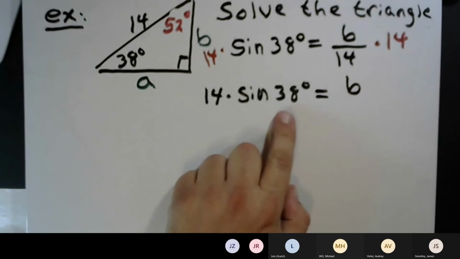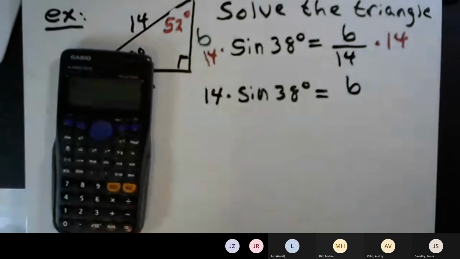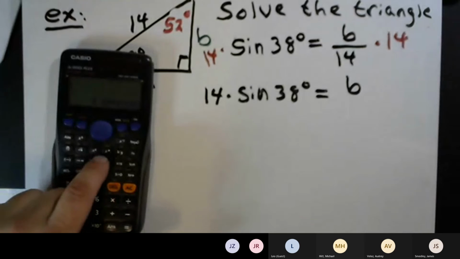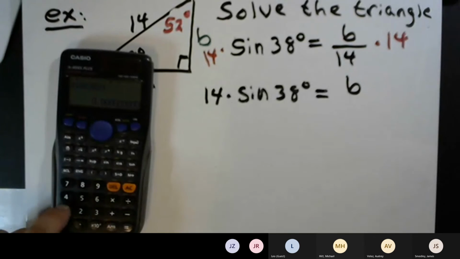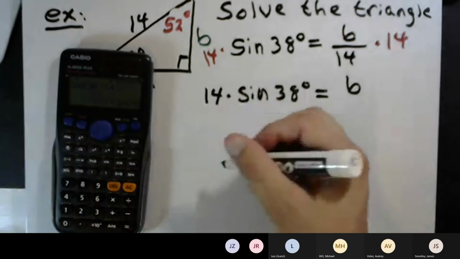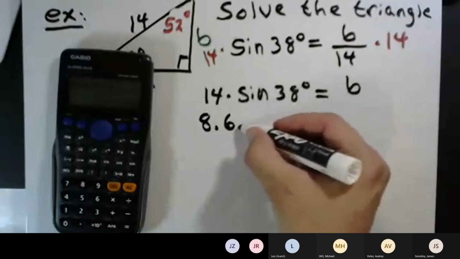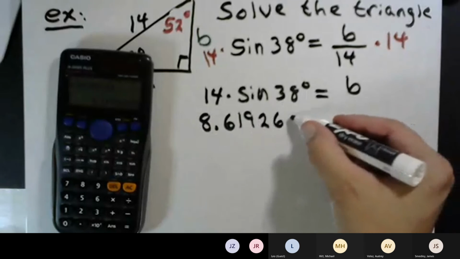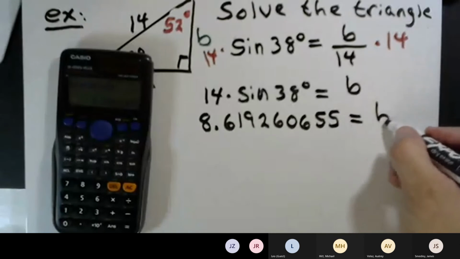So how do we calculate the sine of 38? Well, this is where you get your calculator. Make sure you're in degree mode. So sine 38 degrees times 14. And so we get this long number. We get 8.619260655 is equal to b.